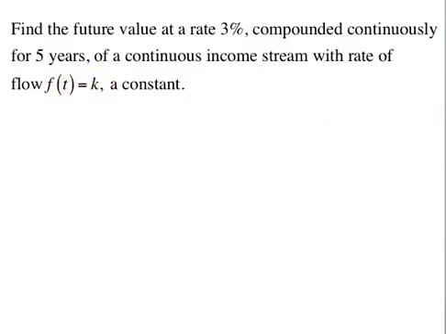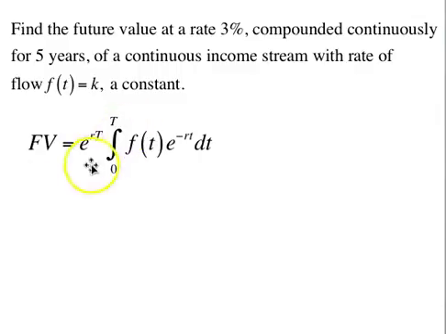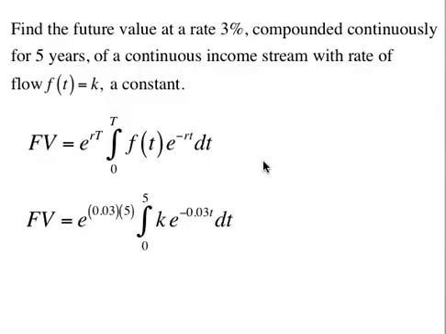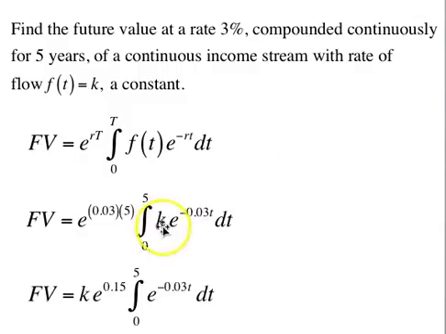So reminding ourselves of the formula, the future value is e to the rt, so it'll be e to the 0.03 times 5, times the integral from 0 to t, so from 0 to 5, of f of t, a constant, times e to the minus rt, e to the minus 0.03t. And this is what we have to integrate, but that's not terribly difficult. 0.03 times 5 is 0.15, so we have e to the 0.15. K is a constant. K can come out with that e to the 0.15. And now we just have to integrate from 0 to 5 of e to the negative 0.03t dt.